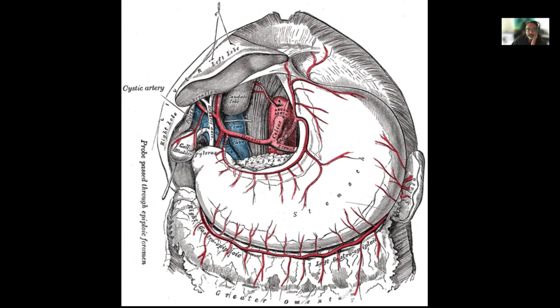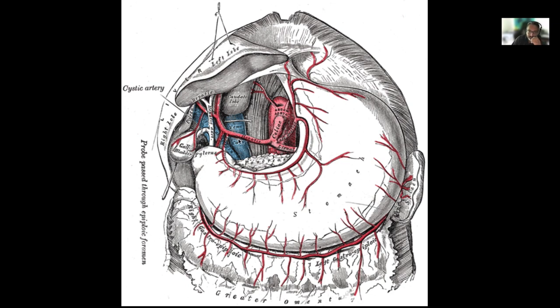So the abdominal aorta gives off the celiac trunk. The celiac trunk then gives the left gastric artery that's coming here on the lesser curvature. It gives a splenic artery that's going to go towards the spleen. So it goes behind the stomach and goes to the spleen. And the splenic artery then gives the left gastroepiploic artery to the greater curvature.